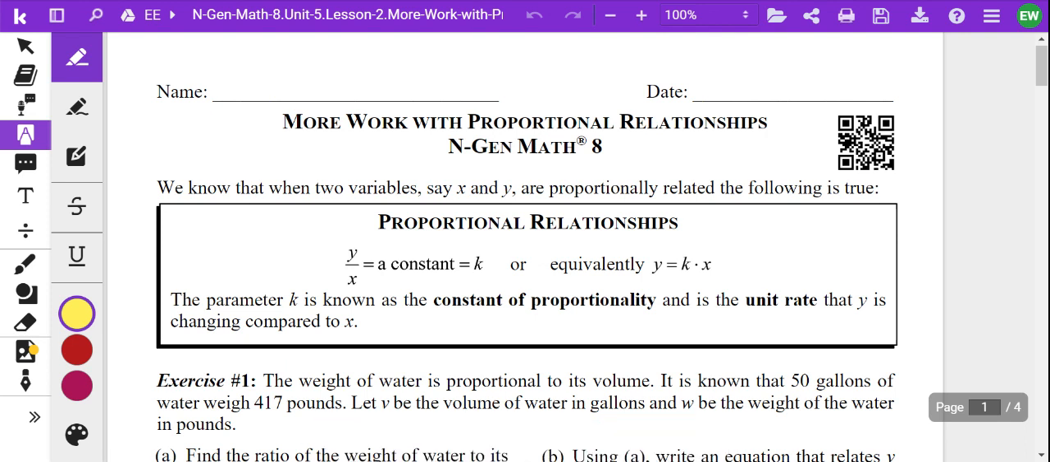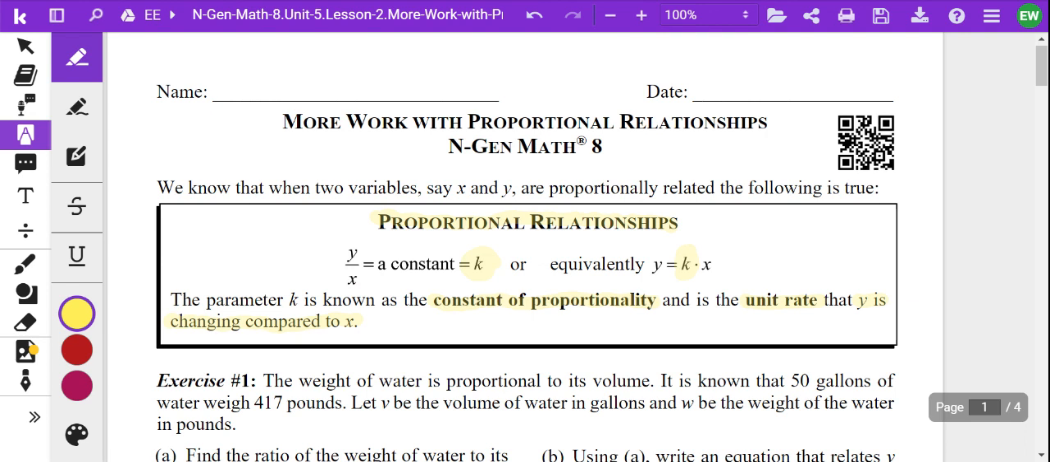So what we've learned from lesson 1, we know that when two variables, say x and y, are proportionally related, the following is true. So we can look at this down here in this box about proportional relationships and know this holds true, okay? So x over y equals a constant k. And I'm going to be referring to this constant k a lot. That is called the constant of proportionality. And we can also think of it as the unit rate that y is changed compared to x. So y is going to change depending on what x is.